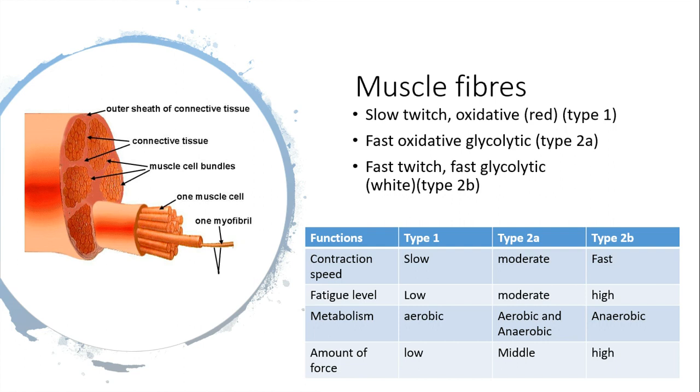Type 2A. Type 2A muscle fibers have the characteristics of both type 1 and type 2 muscle fibers. They are known as fast oxidative glycolytic muscle fibers, as they produce a high force and a moderate speed of contraction, but can continue to contract for medium lengths of time. So they produce their energy by working anaerobically and aerobically.